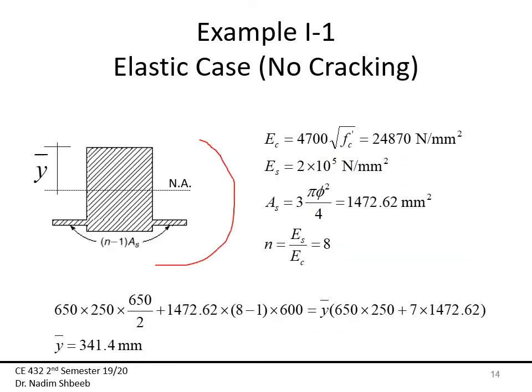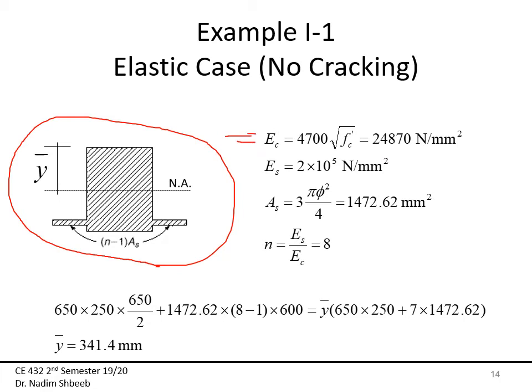So now this is the cross section that I have, and if you remember from strength, we used to call these composite structures. So now what I'm going to do is homogenization between concrete and the area of steel.